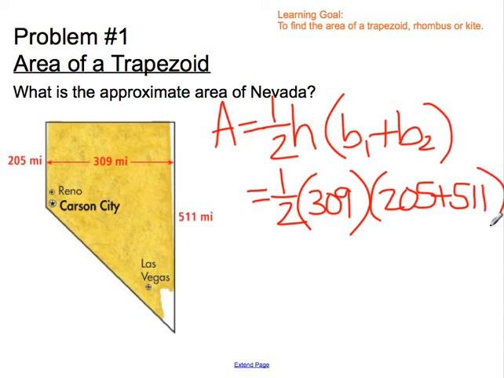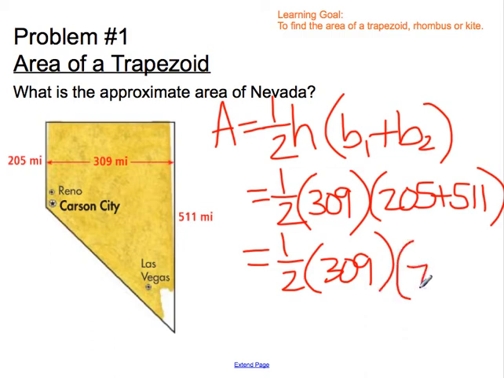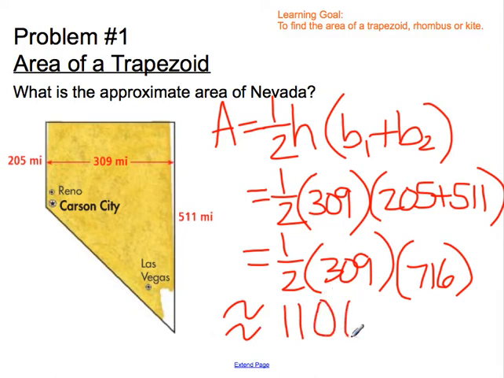The first thing that I would do here is 1/2 times 309. And I would take 205 plus 511 in the parentheses and get 716. I would multiply the 309 times half of 716, which is 358. And I would say that the approximate area of the state of Nevada, in this case, is about 110,622 square miles.